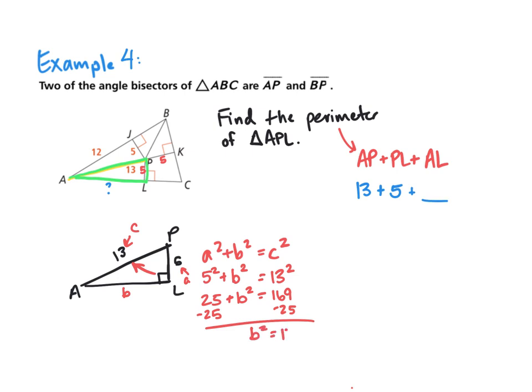b squared is 144. And now to find the length of b, or the length of AL in this case, we are going to do the square root of 144, which is going to be 12. And so the length of AL, we now know, is 12. And the perimeter of triangle APL is 13 plus 5 plus 12, which is going to give us 30.